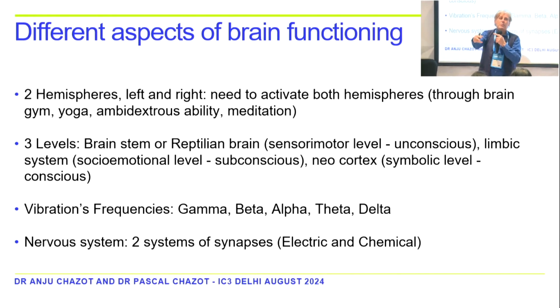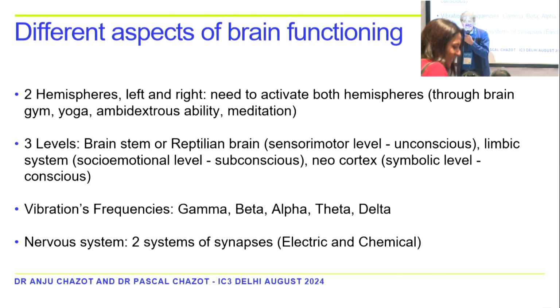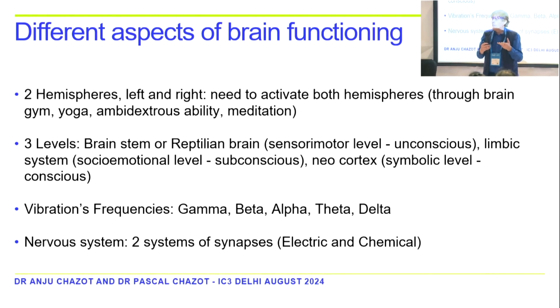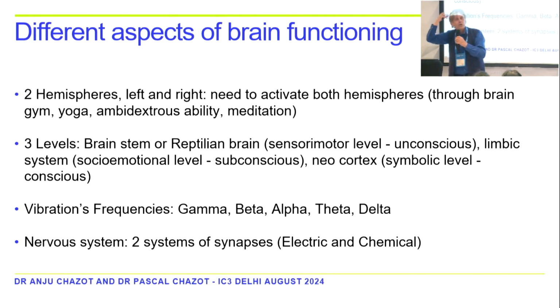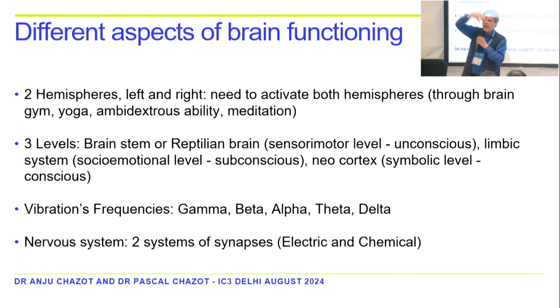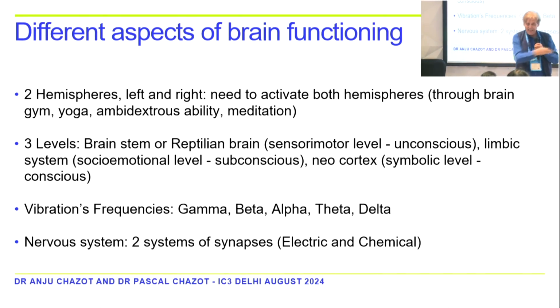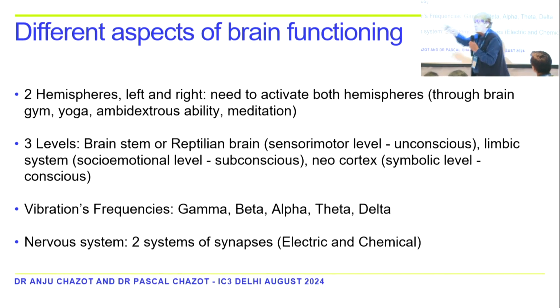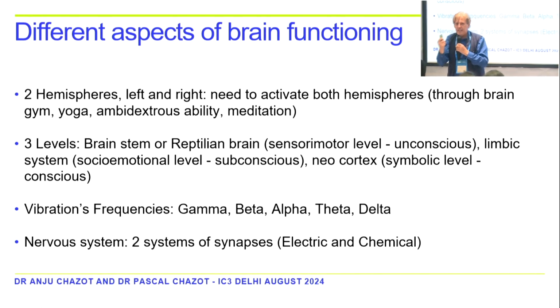For example, people who have been injured during the war and lost, let's say, the Broca area, where the language is, could still regain this because they will use another part of the brain which can compensate. Neuroplasticity, exactly. Thank you. So, how do we activate this part?